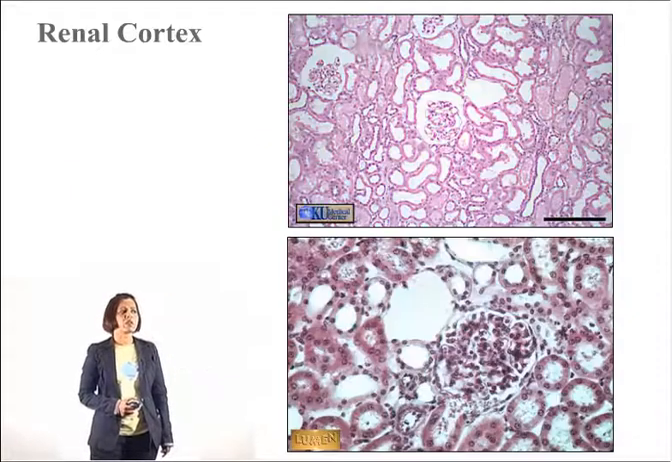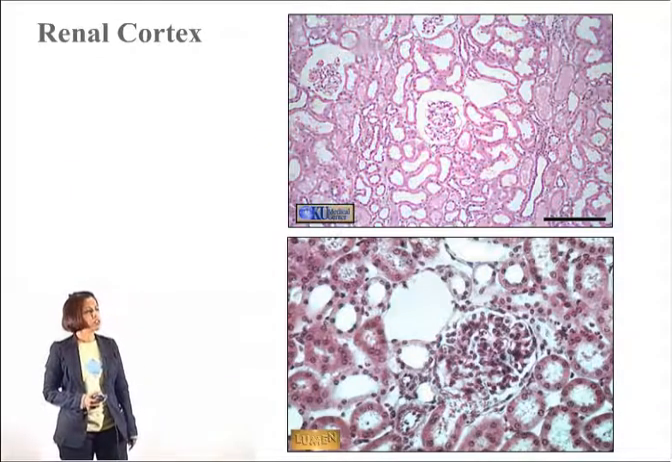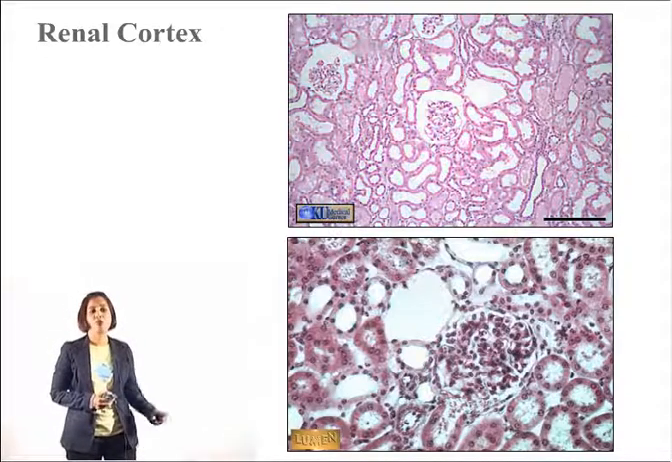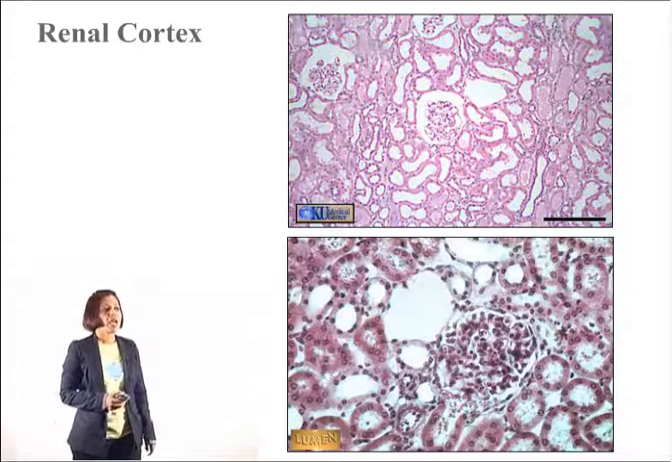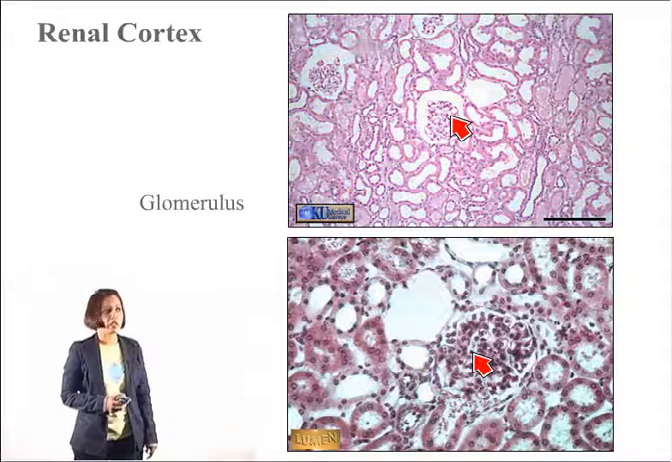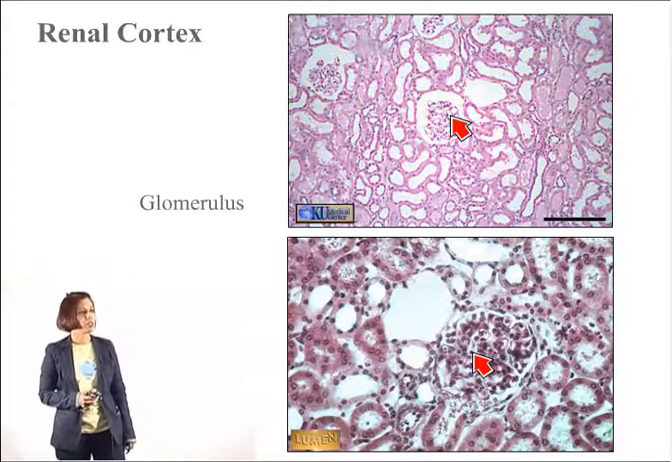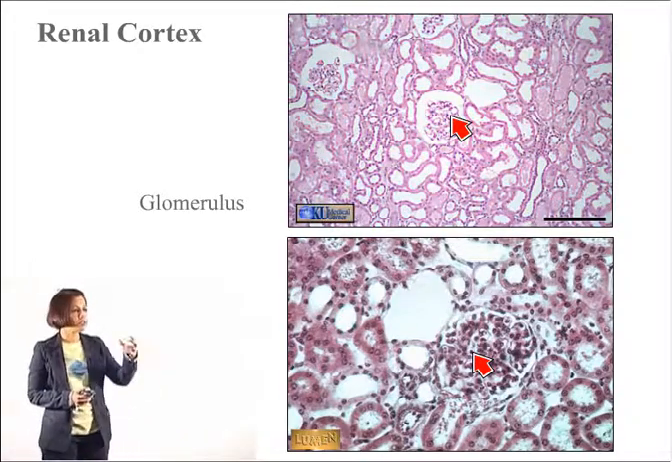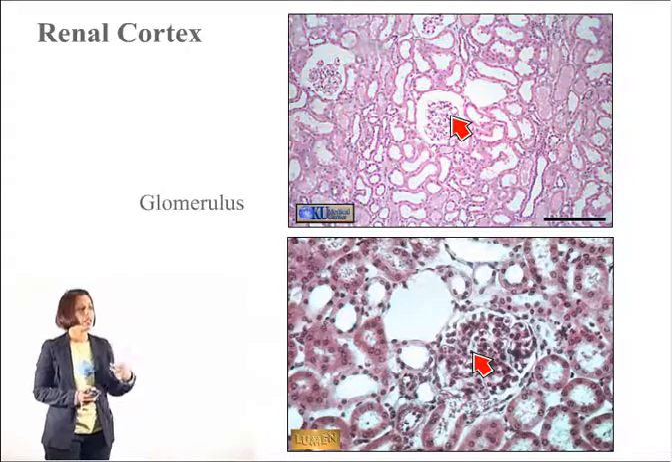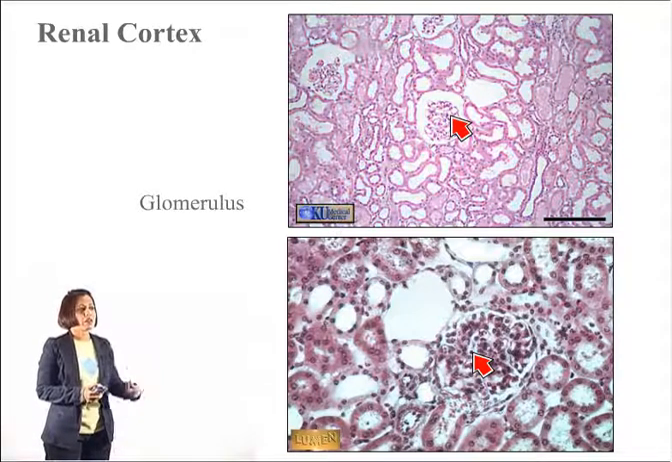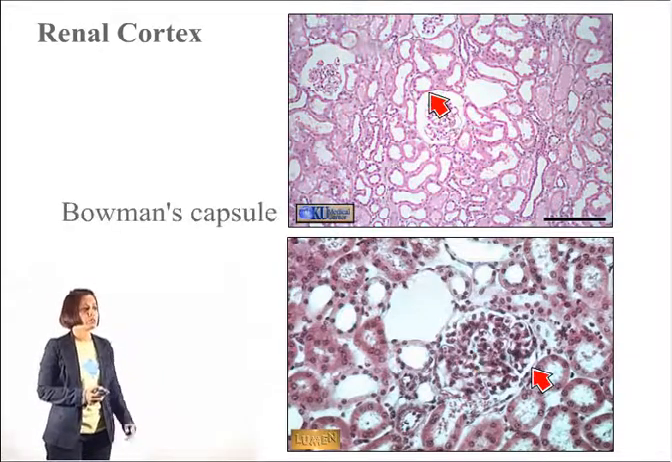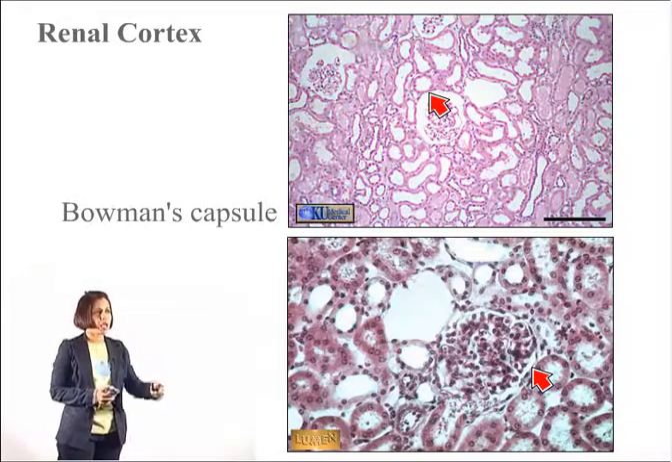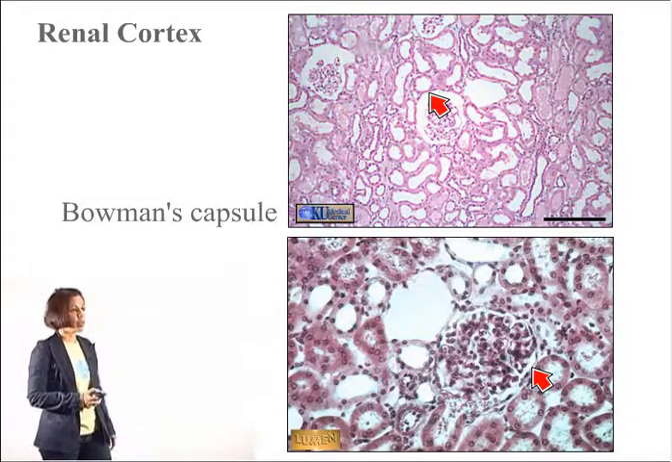Let's start with the renal cortex. The most distinguishing feature that you see with the renal cortex is the presence of these round structures which look like little flowers. These are the glomeruli. A single one is called a glomerulus. At a glance they look like little flowers, and they are surrounded by the Bowman's capsule. So here you're looking at the Bowman's capsule which surrounds these glomeruli.